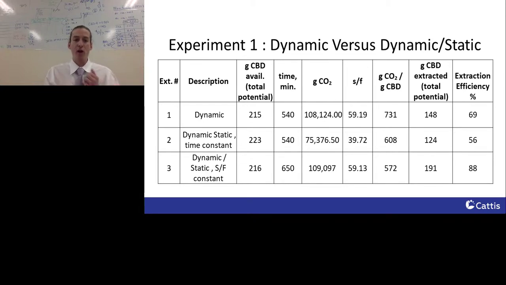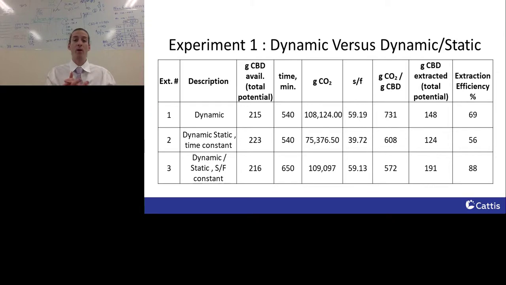After trial 2, the initial thought was that we're not moving in the right direction with this optimization work, and this experiment's not working. 56 is definitely lower than 69%. But then when you look at the grams of CO2 per gram of CBD ratio, we went from 731 in trial 1 to 608 in trial 2.